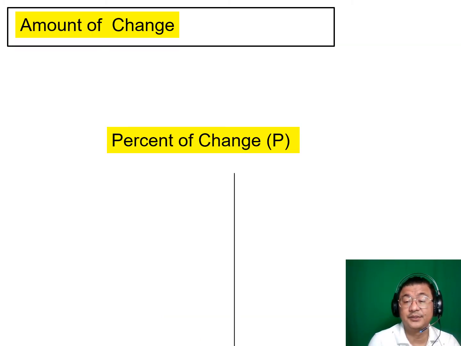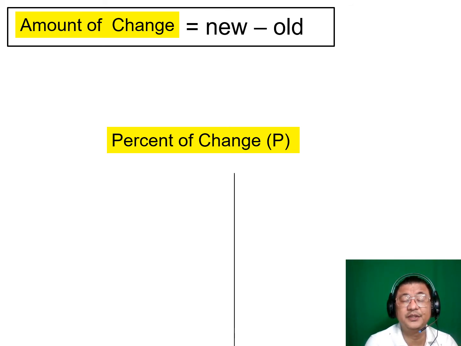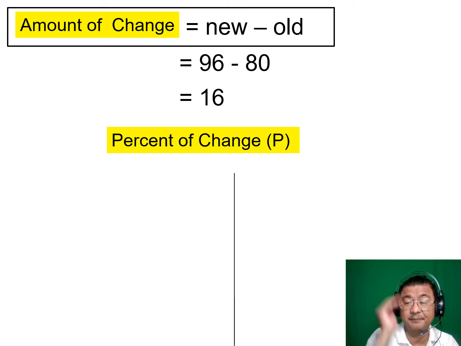All right, so the grade increased, right? So let's do that. The amount of change would be the new minus the old. Remember, the new first minus the old, not the opposite. So your grade was 96, that's the new grade, and the old one is 80. So there was a change of positive 16. It went up by 16. You have to know that change first. Next, from that 16, you will use that 16 to solve for your percent of change.